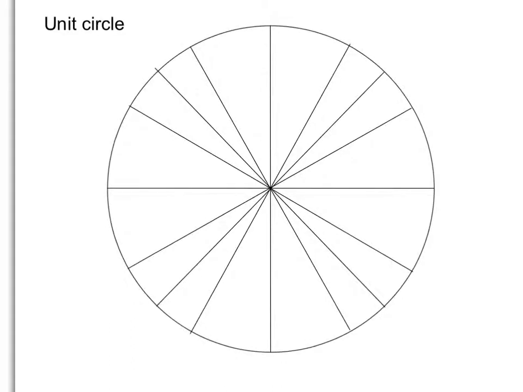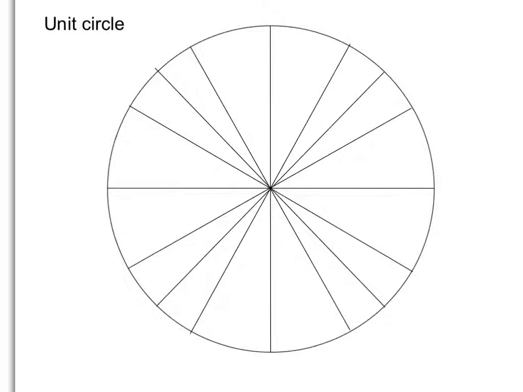Hi guys, so this is part 2 of our lesson. We're going to start talking about the unit circle. What the unit circle is, it's just a circle on a normal coordinate plane that has a radius of 1. But what we're going to look at on it are the different degree values, and then after that we're going to look at the different radian values.